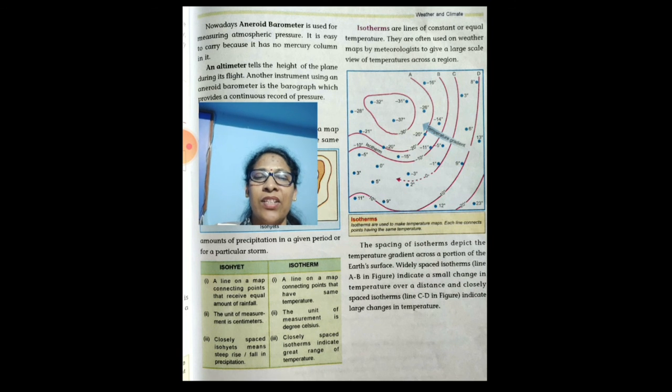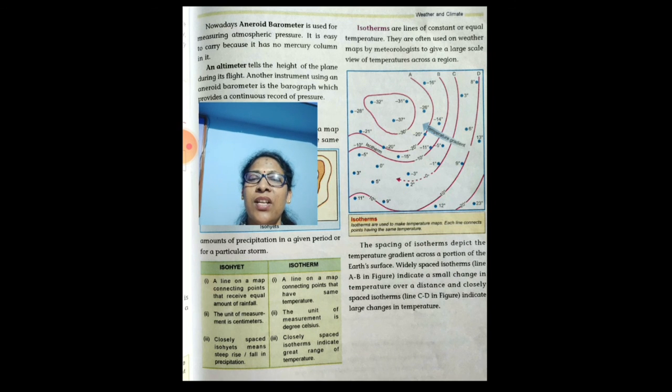Widely spaced isotherm lines, for example A and B in the figure, indicate a small change in the temperature over a distance, and closely spaced isotherms, that is the lines C and D in the figure, indicate large changes in the temperature. So you understood the difference between the isohyets and the isotherms?